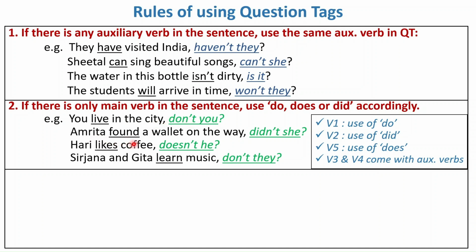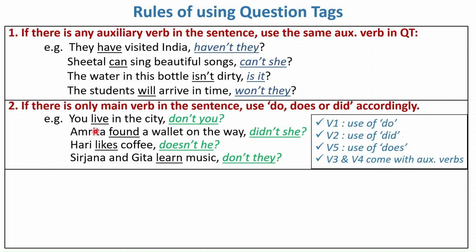Amrita found a wallet on the way, didn't she? Hari likes coffee, doesn't he? Sirjana and Geeta learn music, don't they? In these situations, we have used do, did, and does. And we know that there are 5 forms of verbs, V1 to V5. And if there is infinitive form or V1 in the sentence, we have to use do in question tag.